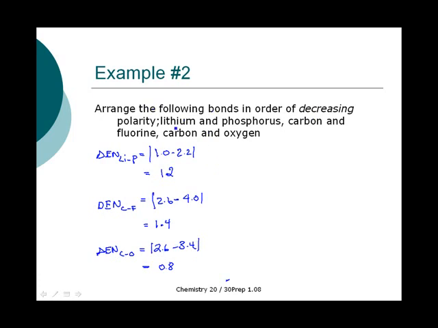And we want to order them by decreasing polarity, so the most polar first. So it would be the C-F is the most polar. Li-P is the next most polar. And the least polar would be C-O. All of these bonds are polar covalent bonds. But the carbon-fluorine one is the most polar of the group.